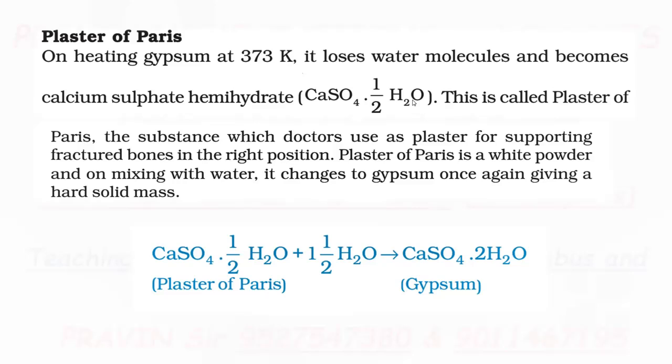Plaster of Paris is a white powder, and on mixing with water it changes to gypsum once again, giving a hard solid mass. That's why doctors use it to support fractured bones when doing plastering.